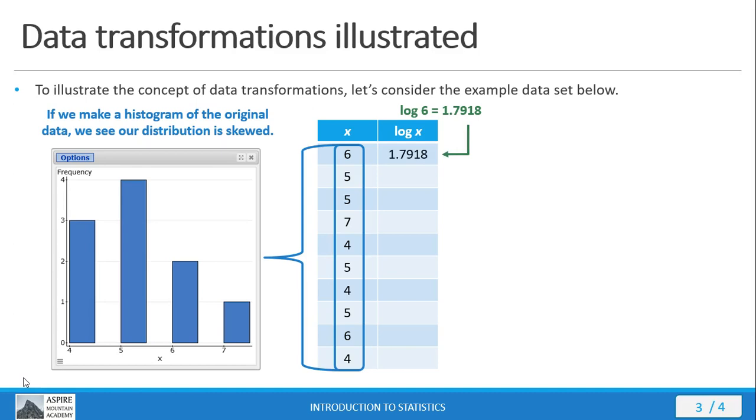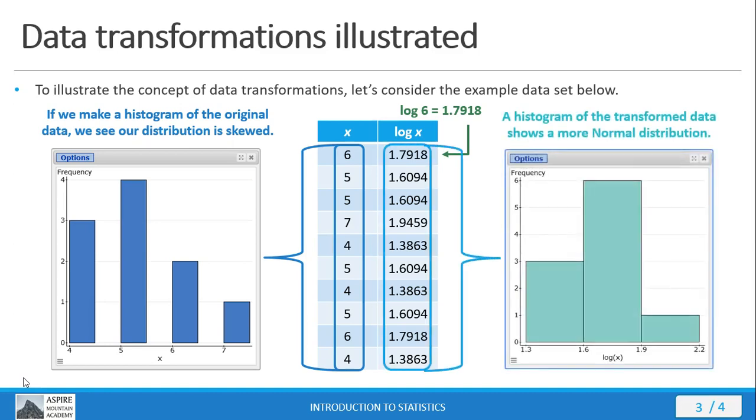I can perform the same operation for each of the other values in the data set and finish filling out the table. Now I've got a set of transformed data. If I take that set of transformed data and make a histogram out of it, you can see that we still have a little bit of skewness in the data, but it's much, much closer to a normal distribution than what we've seen before.